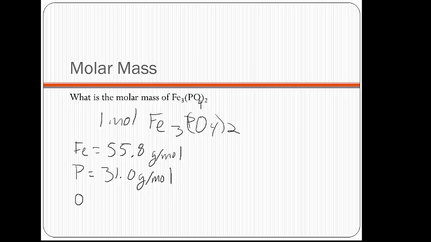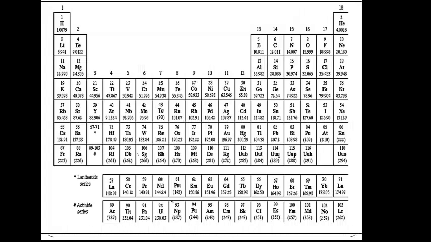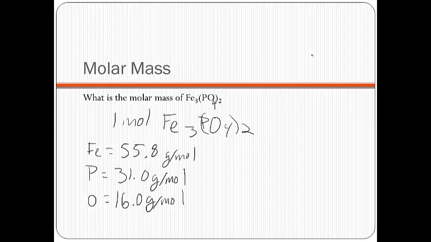And then lastly, we have oxygen. And on your periodic table, it is 16.0 grams per mole. Here, I'll show it on mine real quick. There it is, 15.999. So we'll just say 16.